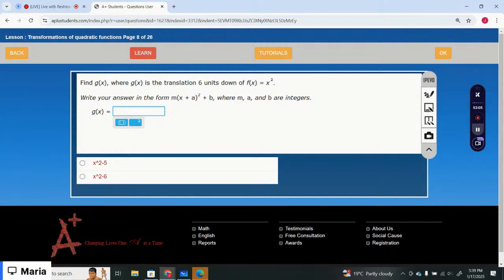Find g of x where g of x is a translation 6 units down. The correct option is x squared minus 6. Okay, you can complete the lesson by yourself later today.